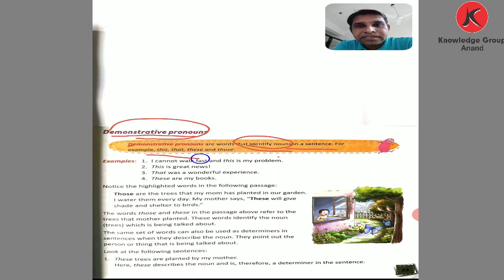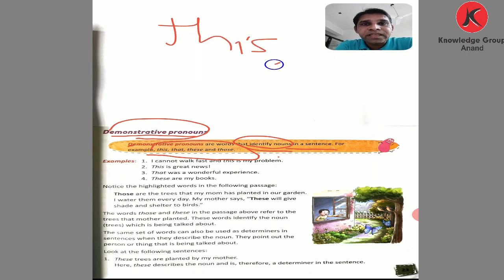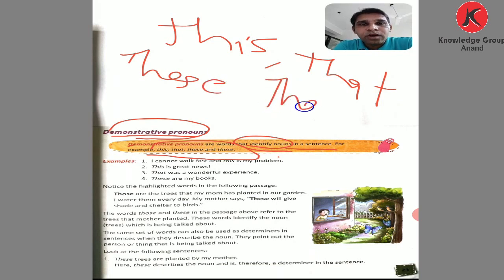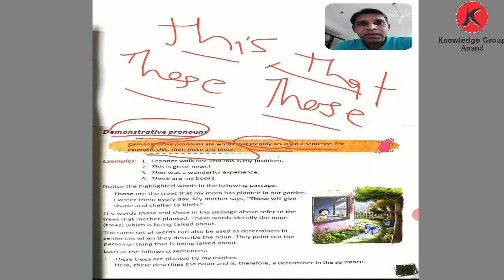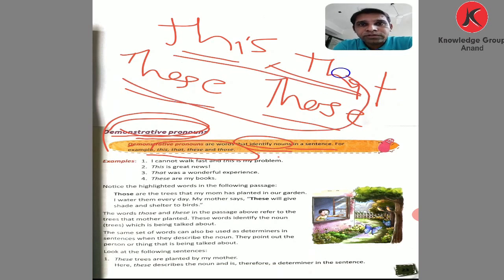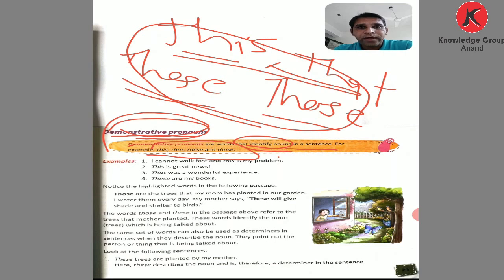For example, this, that, these, and those. These four words: this and that are for the singular, the plural of this is called these, and the plural of that is called those. Where do we use these words? In the demonstrative pronoun. These four words we use instead of a noun. So that is called a demonstrative pronoun.